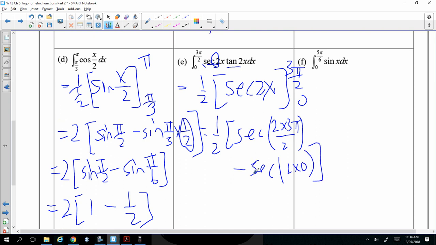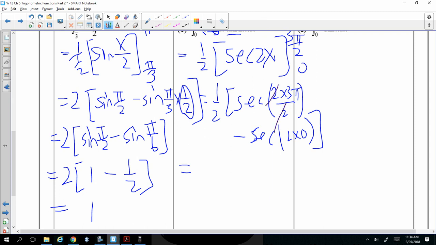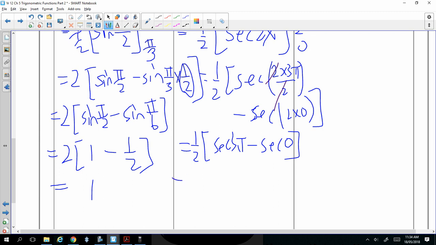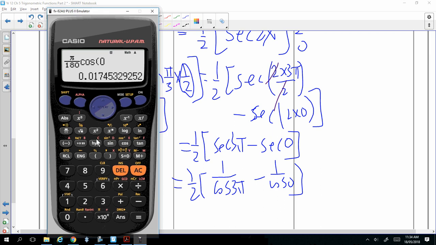And then if you do that, you will just cancel the 2. And then you end up getting half of sec 3 pi minus sec 0. Now, to do sec, you just do 1 over cos on your calculator. So you do 1 over cos 3 pi minus 1 over cos 0. All right, what's 1 over cos 3 pi? I think it's negative 1. Just double check it's in radian mode. 3 pi, it's negative 1.